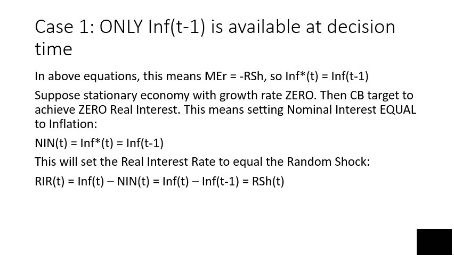So what will this do? If you set the nominal interest rate equal to last period's inflation, this will set the real interest rate equal to the random shock, the amount by which the current inflation deviates from the last period, because that's not known to the banks, so they don't know how to offset that. So the real interest rate will be equal to the random shock to the prices in the global economy.